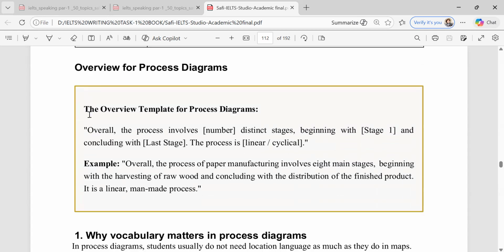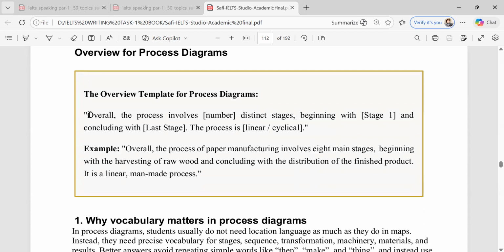If you want to write the overview for a process diagram, the overview is a bit different because we don't have any increases or decreases, or any bigger or smaller value. So what we can do, this is the process diagram, any of the templates you can use for this one. First of all, we start with overall, then we will say the process involves. Now, you will count down the stages, either the steps or the stages, in one, two, or three, and how many stages the process completes.